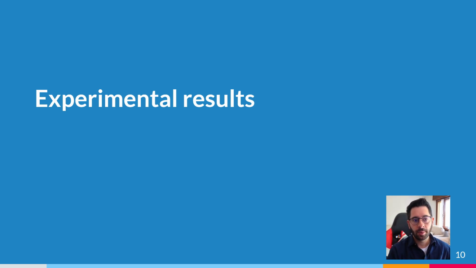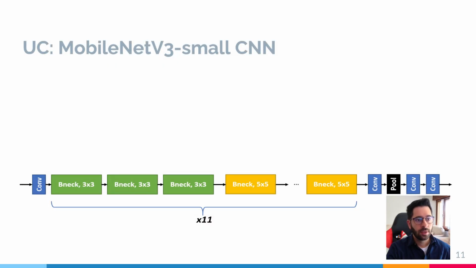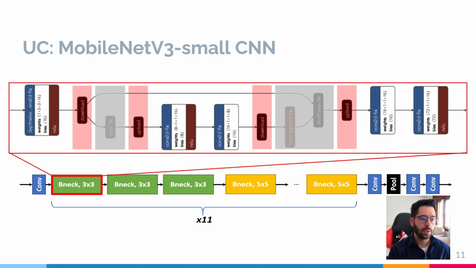In the final part of the presentation, I'll discuss the experimental results. To validate our approach, we used the MobileNet v3 convolutional neural network. That is a neural network inside the AMD Model Zoo. The architecture of the network is reported in this slide.